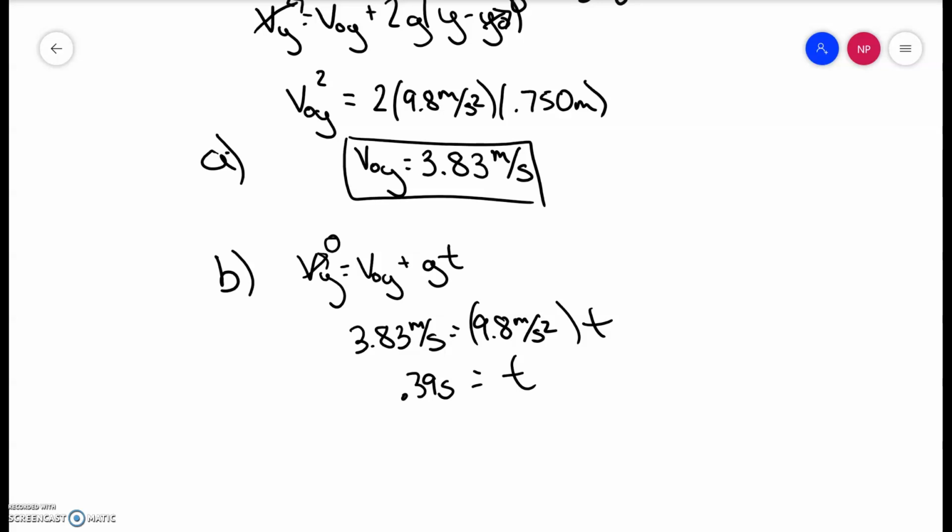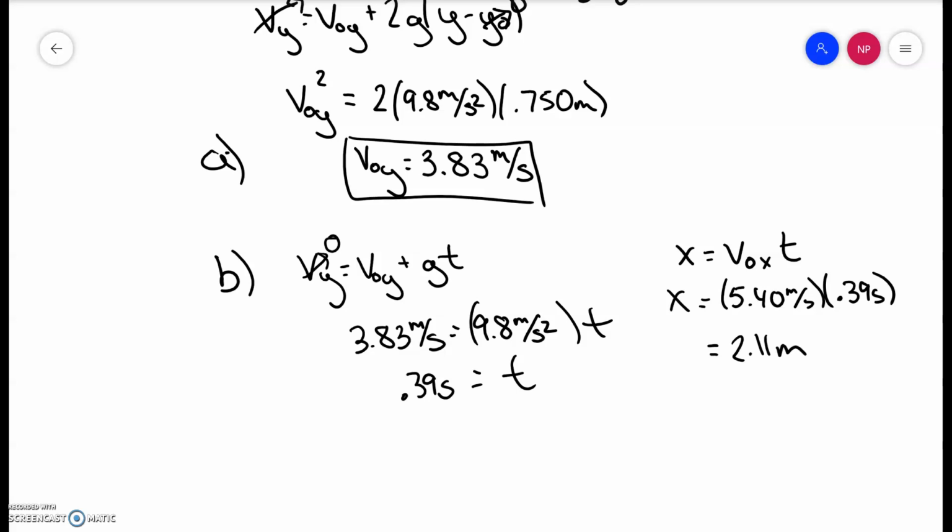In order to figure out how far he needs to start that jump, we need to look at the horizontal direction. So I'm going to use my wonderful horizontal direction equation, and we know that there's no acceleration in that horizontal direction, so we've got 5.40 meters for every second for my horizontal velocity times the time, which is 0.39 seconds, and that's going to be equal to where that person needs to start. And when I calculate that, I got 2.11 meters. So that would be my horizontal displacement. Hope that helps.